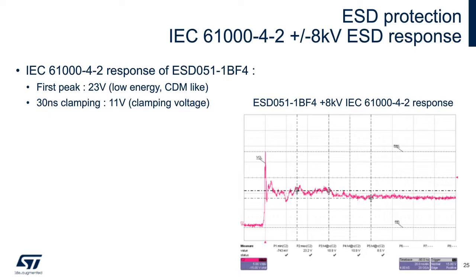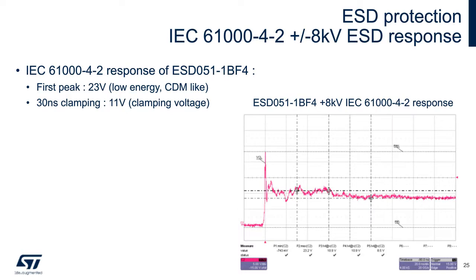The second is the clamping voltage, defined at 30 nanoseconds. It's 11 volts for the ESD 051 1BF4. It's much more energetic due to the duration. This temporal response at 8 kV is usually reported on datasheet because it corresponds to the IEC 61000-4-2 level 4.